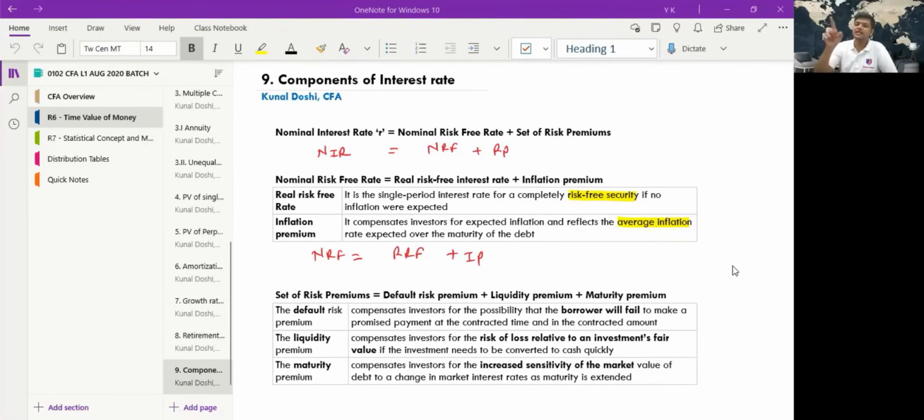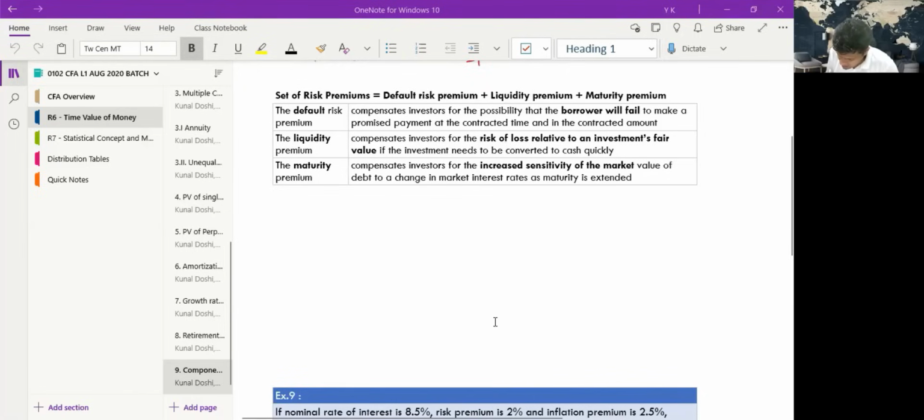So the nominal interest rate is a combination of two things: the nominal risk-free rate and the risk premium. Why is there a risk premium? Risk premium is the premium for investing in a security where there is risk. So if I give you two choices, guys, investing in a government bond which offers you 8%, and investing in a corporate bond which offers you 8%. Where will you park your money?